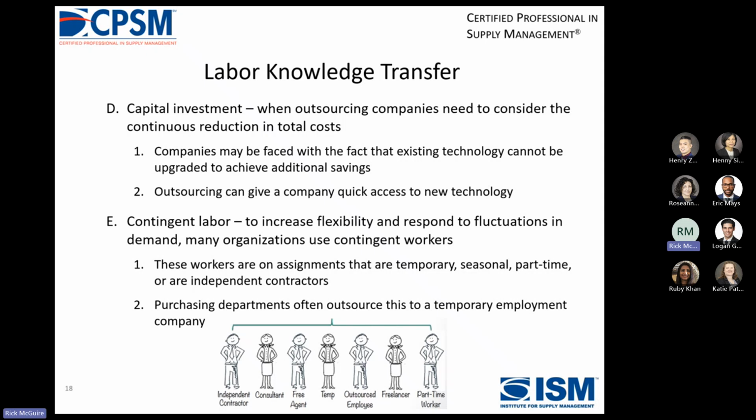Contingent labor. Respond to fluctuations in demand. You can often use contingent labor. They're on temporary assignments, so they're seasonal workers or independent contractors. Purchasing departments often outsource to a temporary employment company. So if you've got temporary labor from purchasing, then you're going to have to go through a temp firm because there's all kinds of government tax withholding and stuff that if they're an independent contractor, they don't often do. And then the government gets mad and comes back against the company.